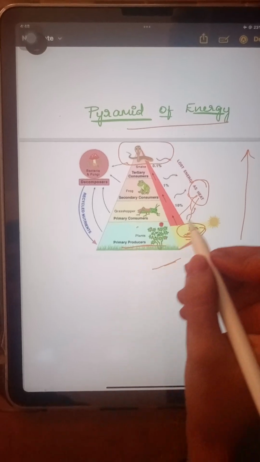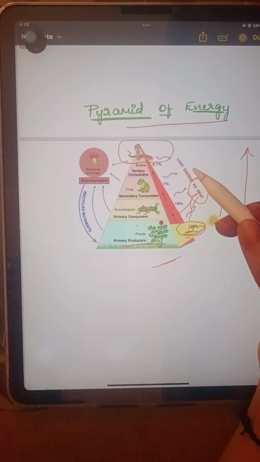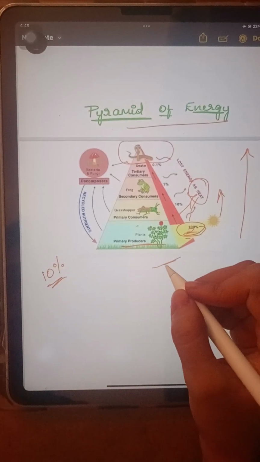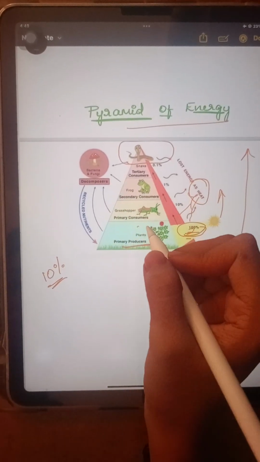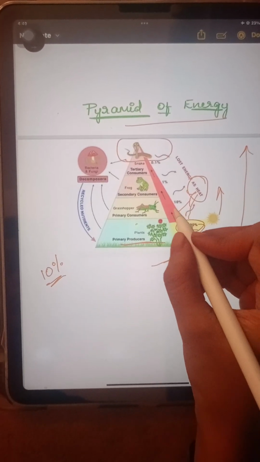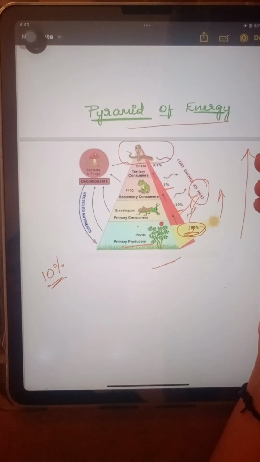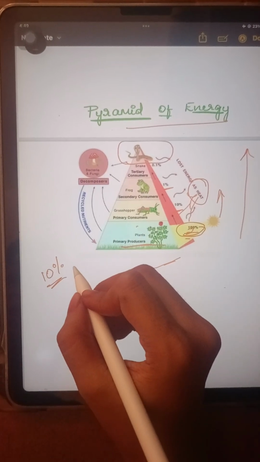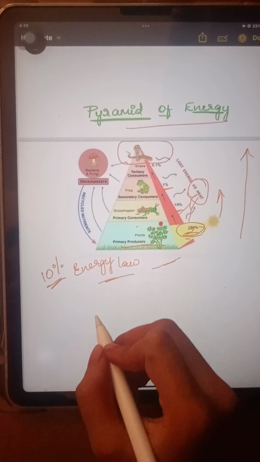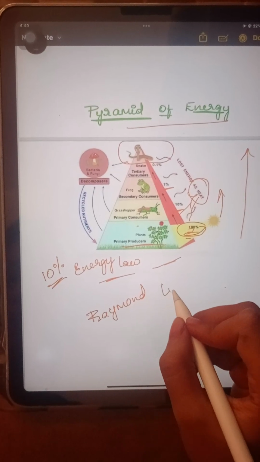Thus, the shorter food chain has more energy available at the highest trophic level. Here we can see the 10% energy law. The transfer of energy in the food chain is limited, and hence the number of trophic levels in the food chain is limited. There is almost a loss of 10% of energy from one trophic level to the other. Hence this is known as the 10% energy law. It was proposed by Raymond Lindeman.